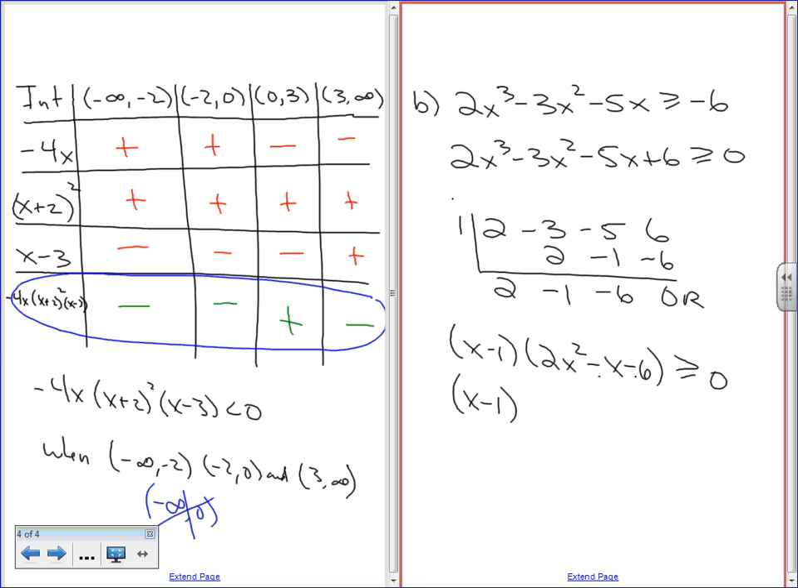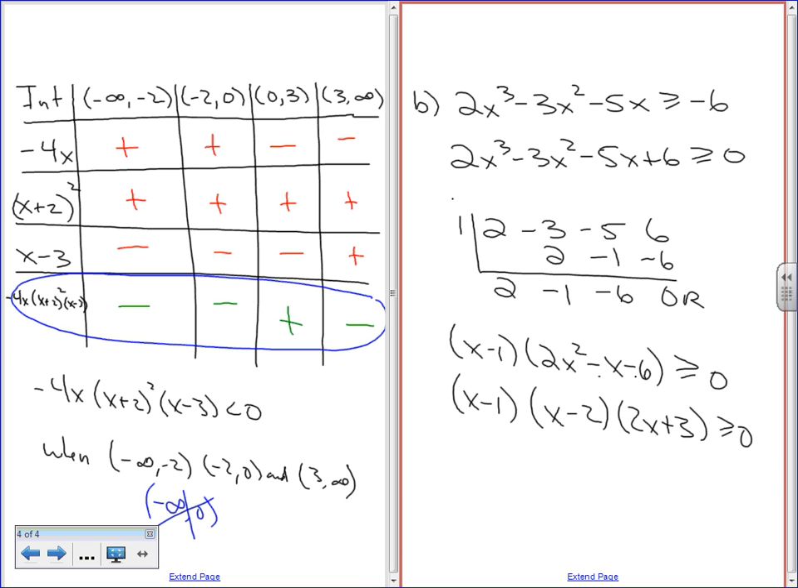But it does factor. It factors to that, and that's the minus and that's the plus. Whenever you're factoring, just take a minute and make sure that you've done it correctly. So this times this is 2x squared. This times this is 3x. This is negative 4x, and that gives me my negative 1x, and that gives me negative 6.